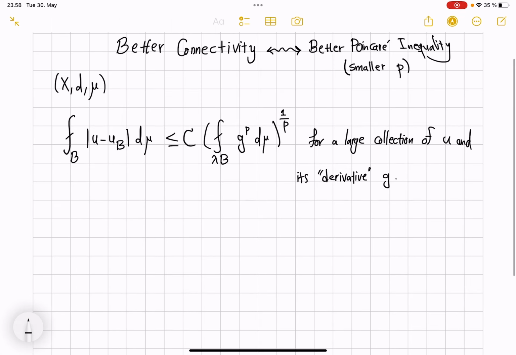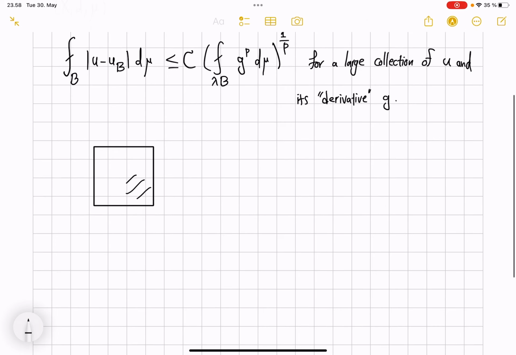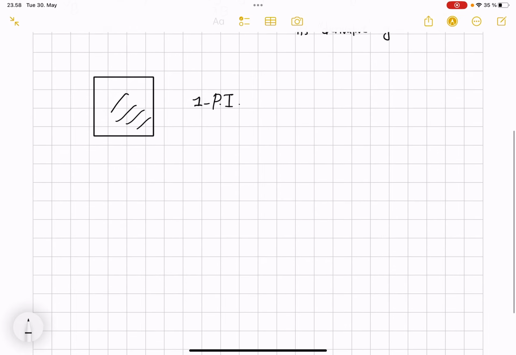We've seen, or mentioned, that Euclidean spaces do support the best Poincare that is out there, which is 1-Poincare. In particular, nice subsets of them, for example, a nice square, the interior of this, will actually support a 1-Poincare inequality, and that's the end of the story.